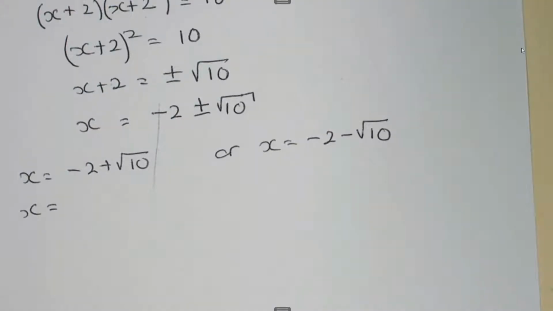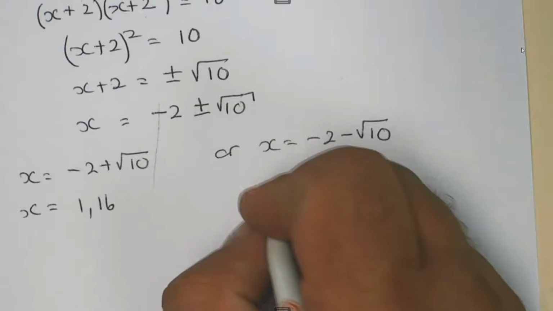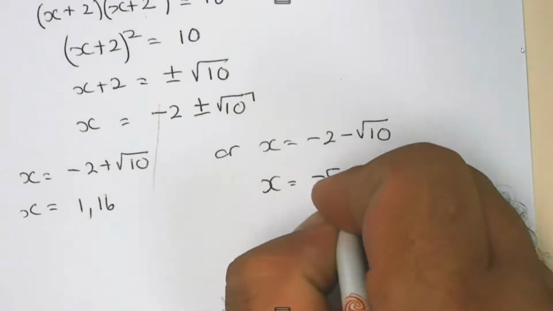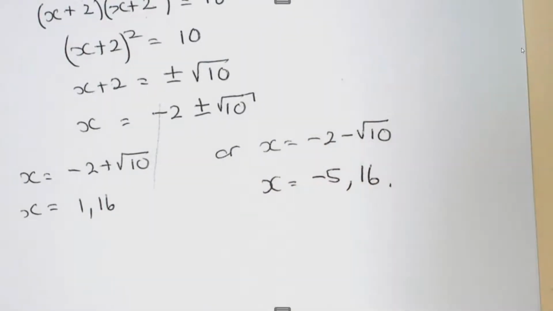So we can say negative 2 plus the square root of 10 equals 1.16. And we can say negative 2 minus the square root of 10 equals negative 5.16. So x is equal to negative 5.16. So now we have solved the quadratic equation by completing the square.